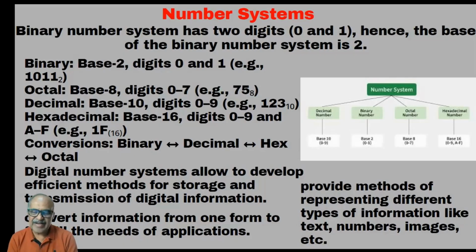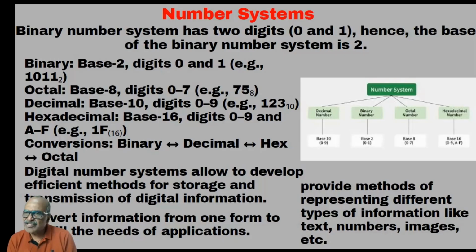Then the next one is the decimal. The base number is 10, right? Digits are 0 to 9. Examples are 1, 2, 3, 4, 5, 6 up to 9. Then comes the latest one, the hexadecimal. The base number is 16, digits are 0 to 9, and the only difference is A to F. Suppose the example is 1F, where the digit F is 15, so a letter is used as the second digit, as I added here.